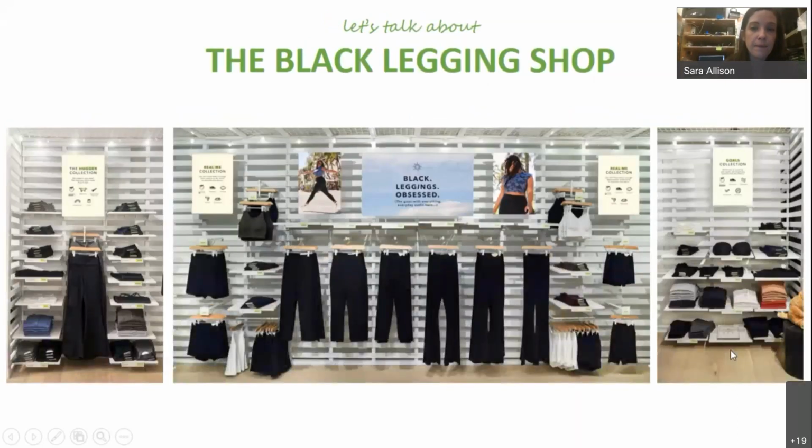Okay. All right, and then just for offline stores, I guess this is another key presentation, is just talking about the black legging shop. So for Aerie stores, this is on a table, so same kind of information for you. But this is such a key presentation for us, whether it's table or wall. This is doing a ton of volume for our stores. It's a great basics shop. And we do want to make sure that we maintain the integrity of this at all times.